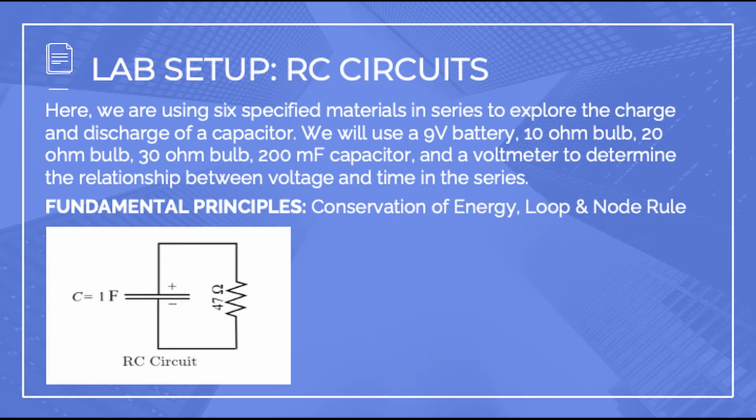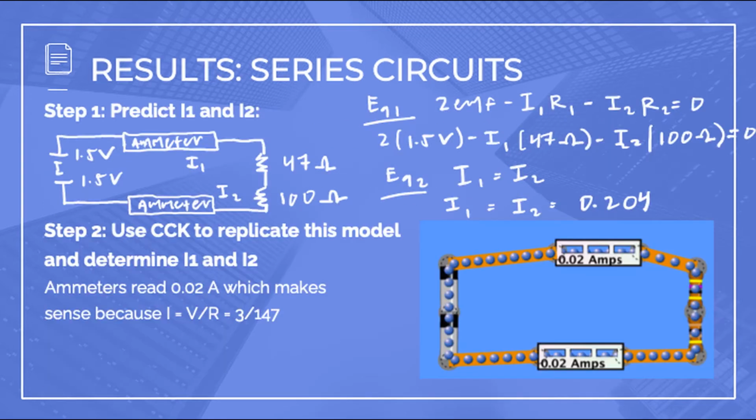So then for the RC circuits part of the lab, we are using 6 specified materials in series to explore the charge and discharge of a capacitor. We are using a 9-volt battery, a 10-ohm bulb, a 20-ohm bulb, a 30-ohm bulb, a 200 mF capacitor, and a voltmeter to determine the relationship between the voltage and the time in series. And then we are considering a circuit that contains only a charged capacitor and a resistor, and that is pictured below.